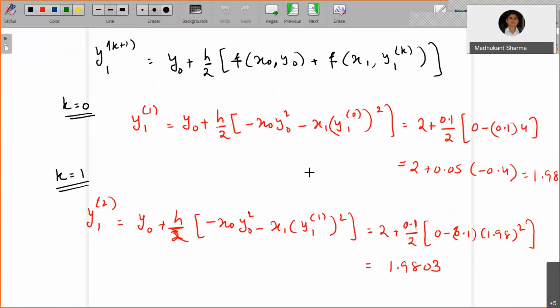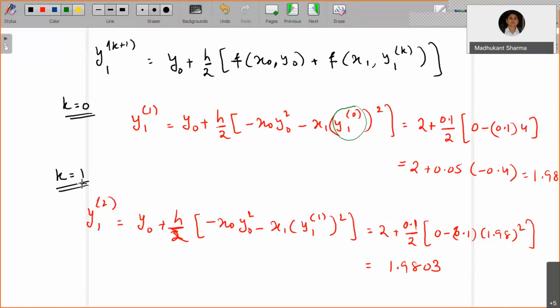So y1 at k plus 1 is equal to y plus h by 2 times f of x naught, y naught plus f of x1, y1 at k. So replace k equals 0. What you will get is y1 at 0 here, and replace f of x y by minus x y square. Then replace carefully the value of y1 at 0 by the previous value 2, and simplify, you will get 1.9.